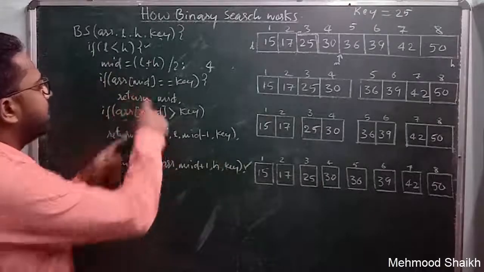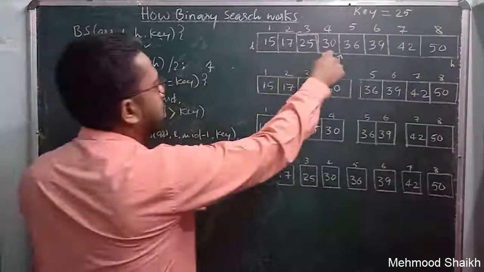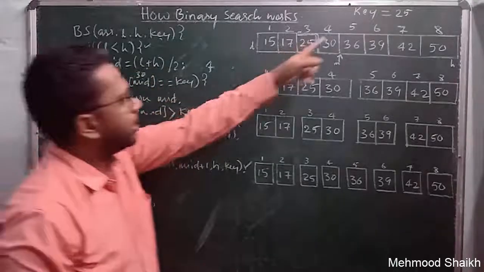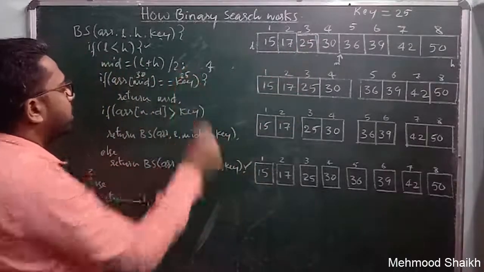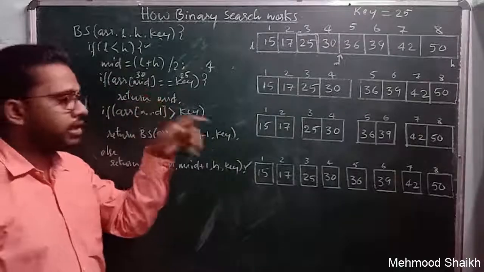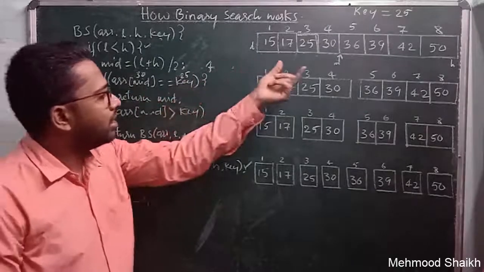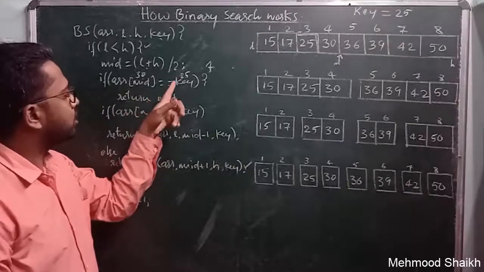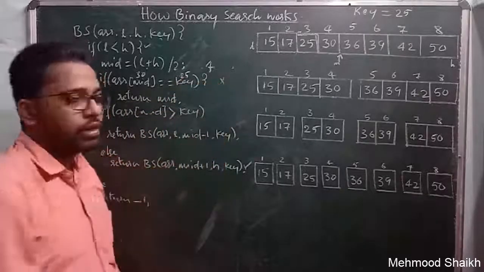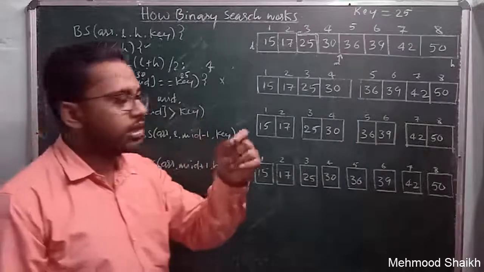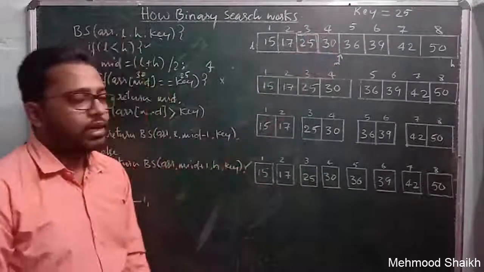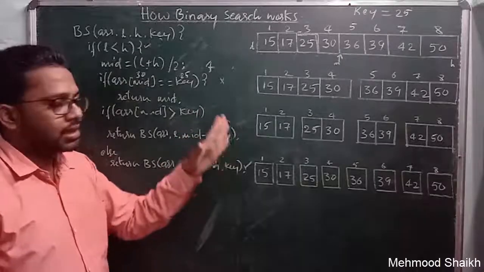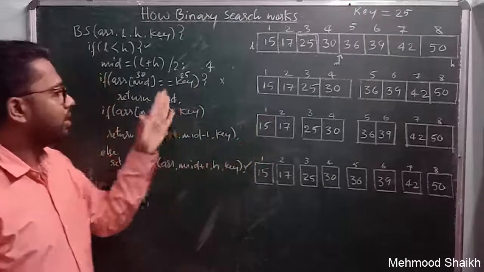If array of mid is 4, and array of 4 is 30, which means we check whether 30 equals key, and key is 25. With this if condition, we are checking whether the key element is equal to the mid element or not. So, is 30 equal to 25? No, 30 is not equal to 25. That means the element which we are searching is not the middle element. So in that case, we need to start applying the same binary search on the left side. Now let us see here.